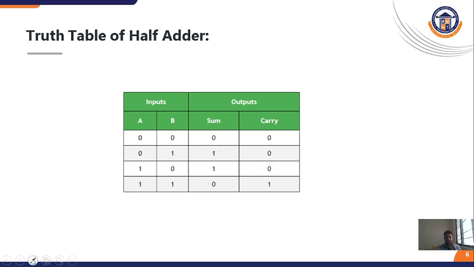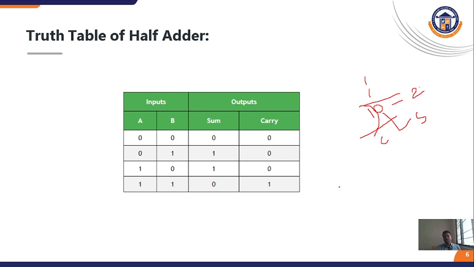For the input 1 1, if we add 1 plus 1, we get the output 1 0. In decimal it is 2, and 2 is represented in binary as 1 0. This LSB bit is called sum and this MSB bit is called carry. So carry is 1, sum is 0.